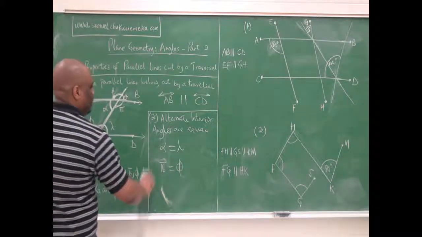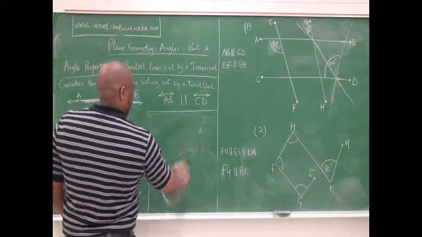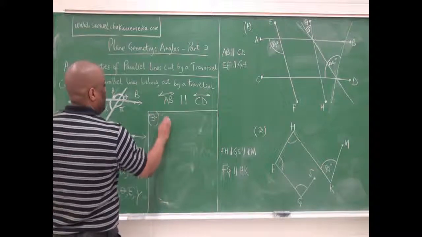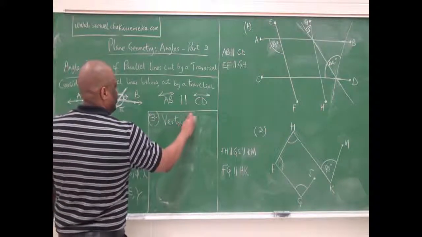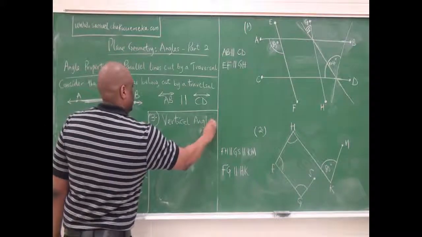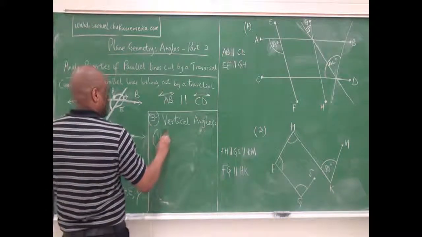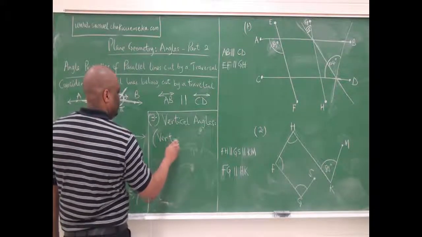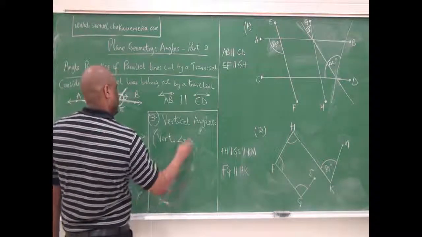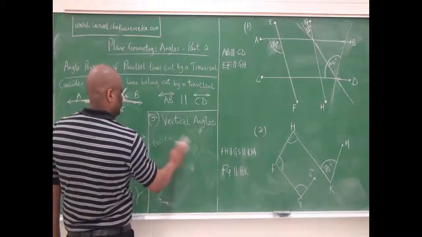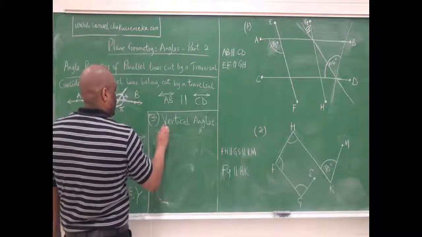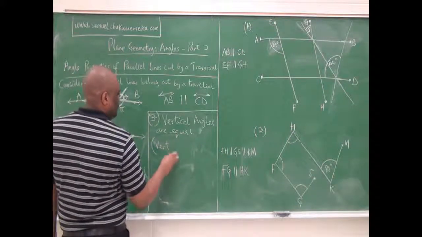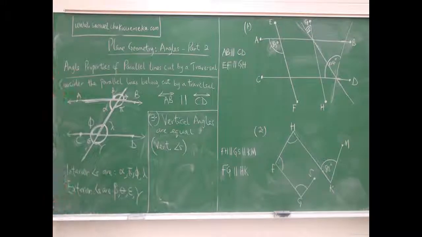Okay, the third property, so that we can begin to solve questions, please. We need to get it started. The third property is what we call the vertical angles. And I'll just write it like this, vertical, V-E-R-T, period, angles. Vertical angles are equal. And in short form, I'll write the vertical angles as this: V-E-R-T, then angles. Vertical angles are equal.